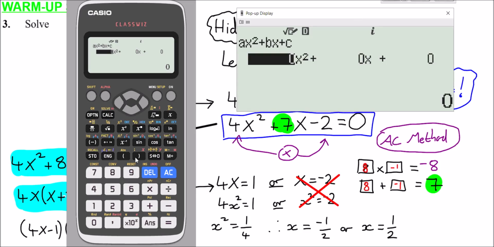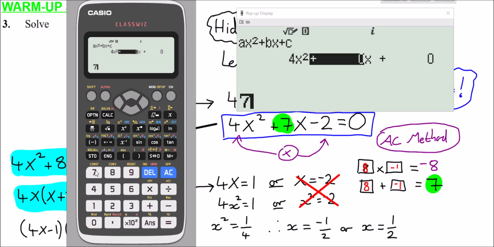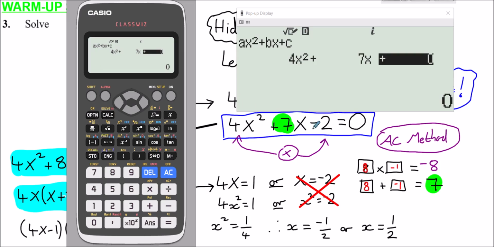So we type in, this one is 4, press equals. This one we type in 7, press equals. And the last one is minus 2. So type minus 2 and press equals.